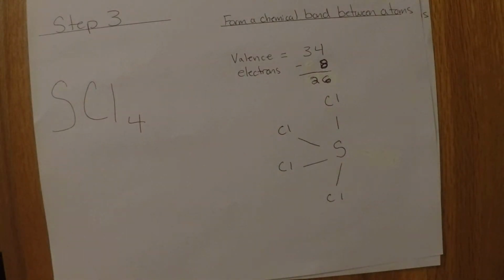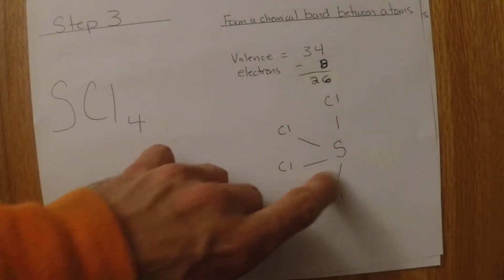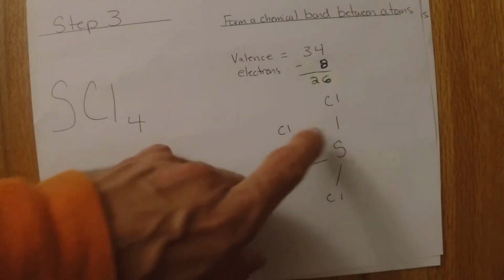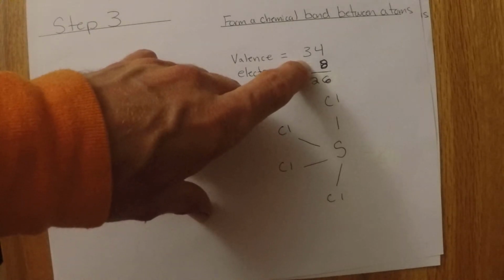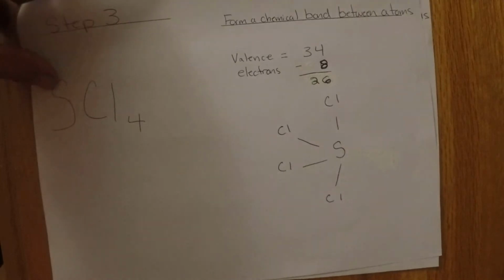And so in step 3, this is when you want to form a chemical bond between the atoms. So you can see here we have formed chemical bonds between these atoms. And these chemical bonds consist of 2 electrons. So it's 2, 4, 6, 8. So we take that number and subtract that from our valence electrons, since we have used 8 valence electrons. So we are left over with 26.